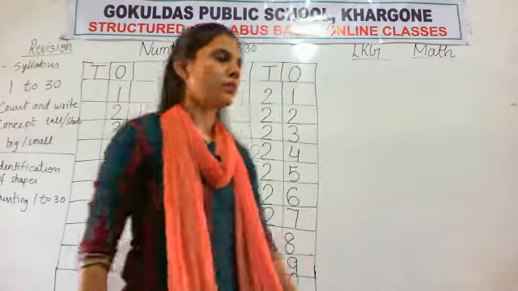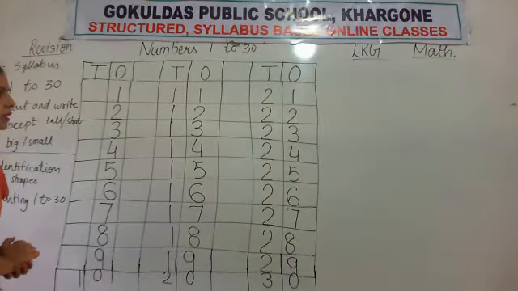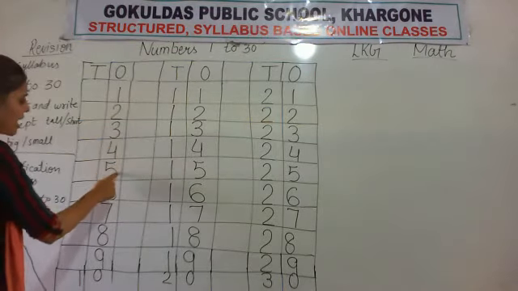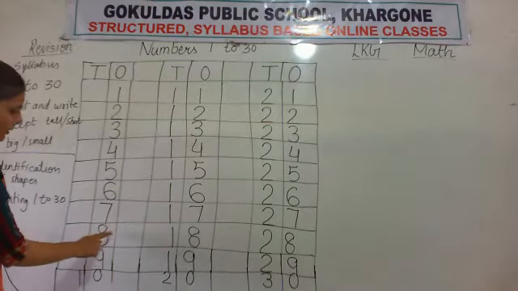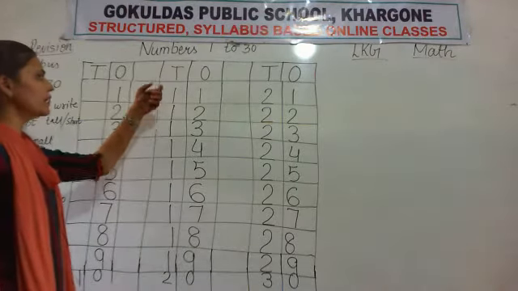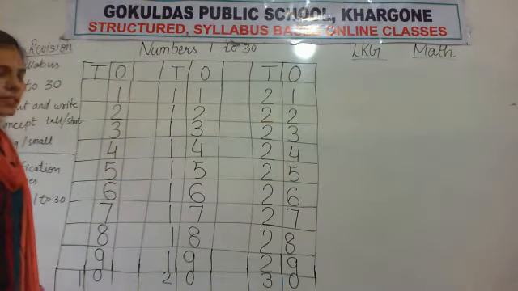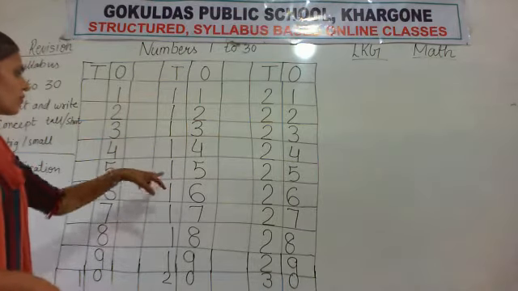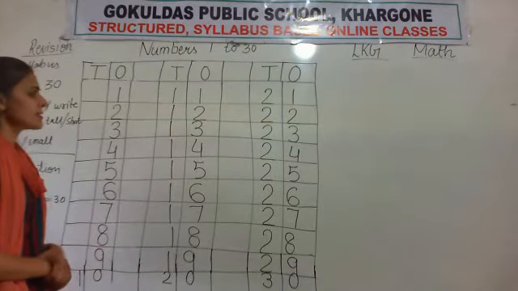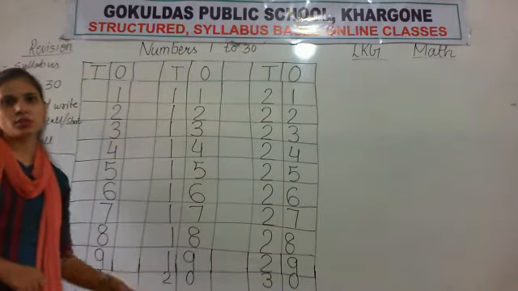Okay, so again we'll revise all the numbers. Okay, so 1, 2, 3, 4, 5, 6, 7, 8, 9, 1, 0, 10. Okay, then 1, 1, 11, 1, 2, 12, 1, 3, 13, 1, 4, 14, 1, 5, 15, 1, 6, 16, 1, 7, 17, 18, 19 and 20.